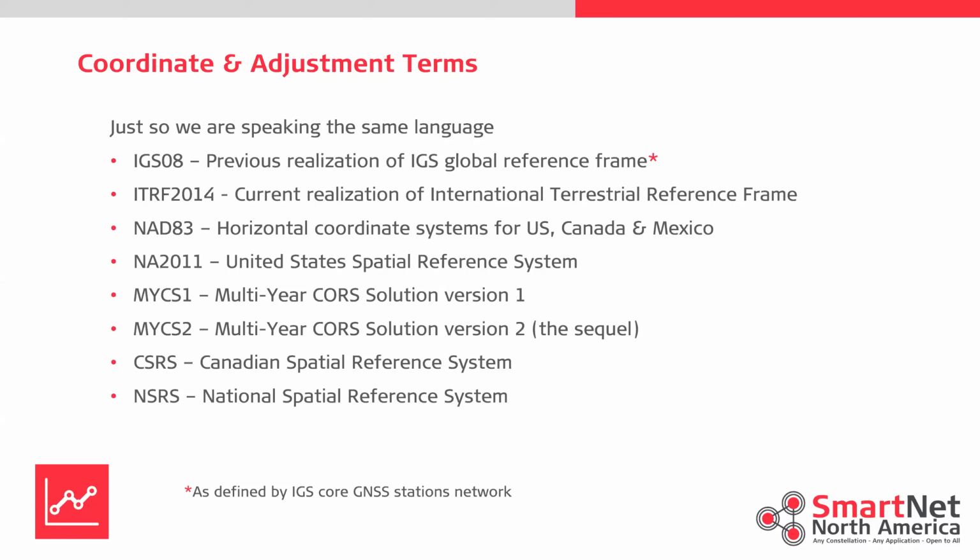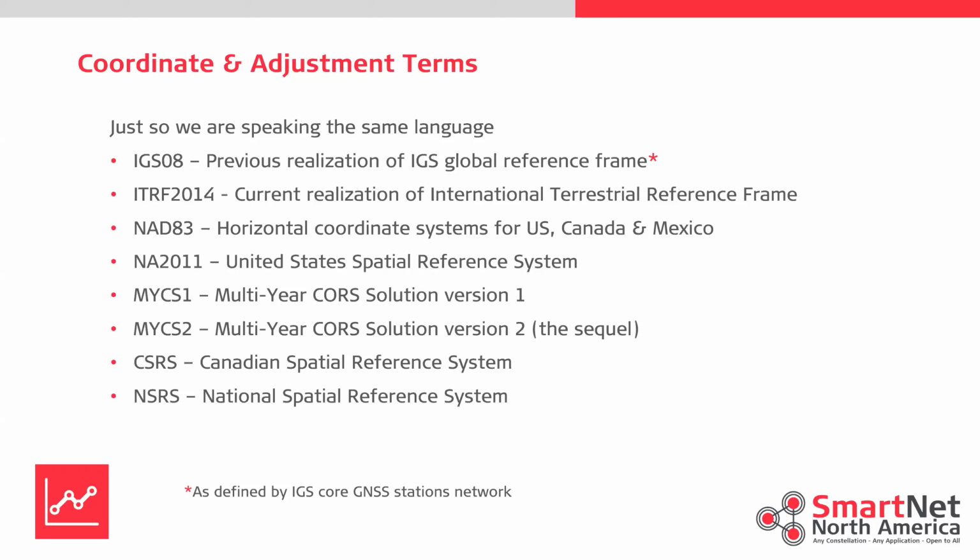NAD83 is the horizontal coordinate system for the U.S., Canada, and Mexico. So North American Datum, 1983. It's a fixed plate reference frame. NA2011 is the United States Spatial Reference System. This was what NGS referred to as a datum tag previously, a tag of when things were done. This was the realization of things. Unfortunately, in all of the things that they did for this new realization, they did not update that. So it makes it a little confusing.